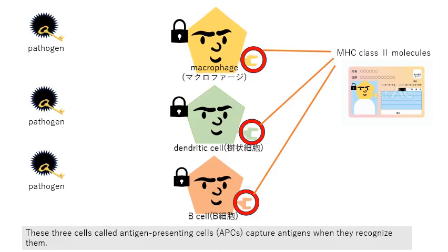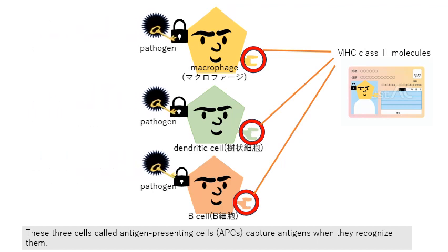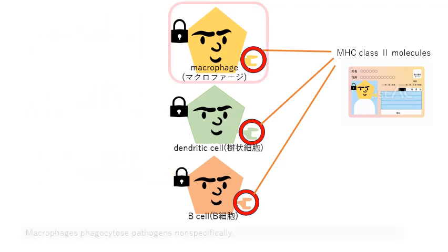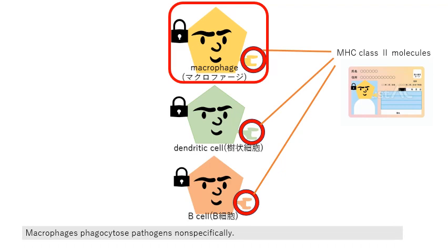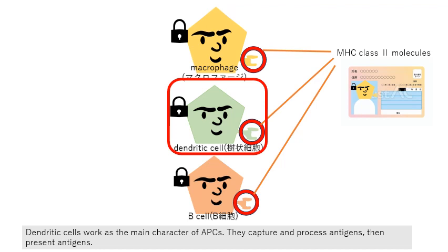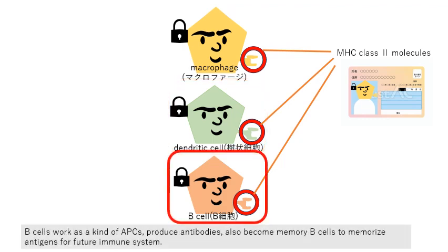These three cells, called antigen-presenting cells, capture antigens when they recognize them. Macrophages phagocytose pathogens non-specifically. Dendritic cells work as the main character of APCs. They capture and process antigens, then present antigens. B cells work as a kind of APCs, produce antibodies, also become memory B cells to memorize antigens for future immune system.